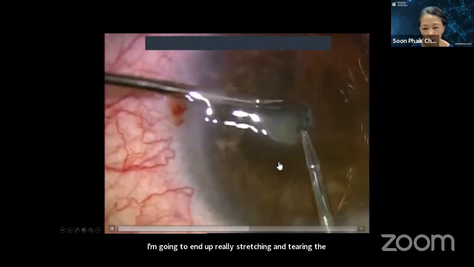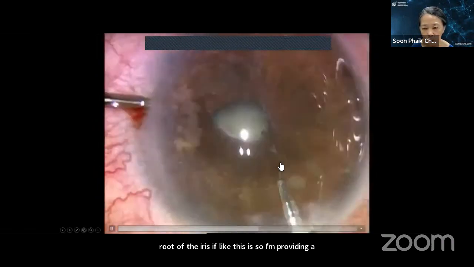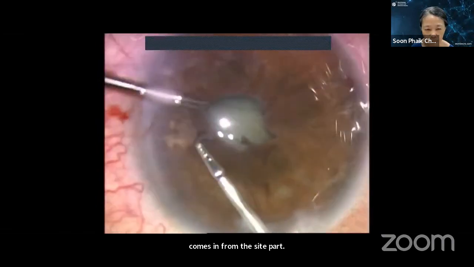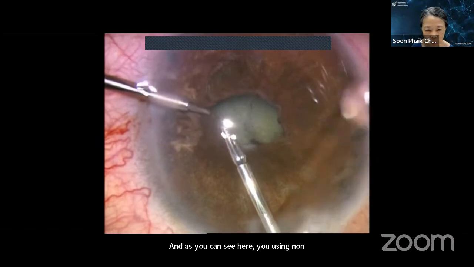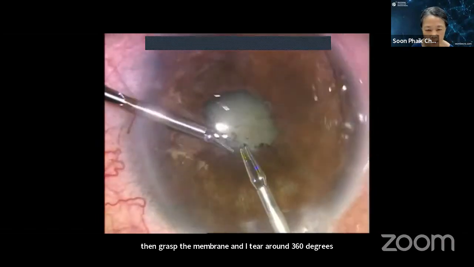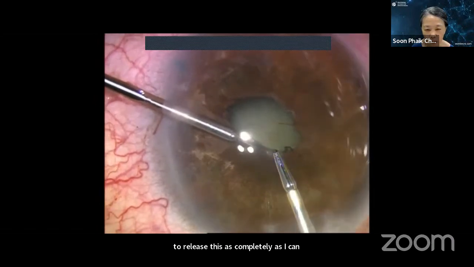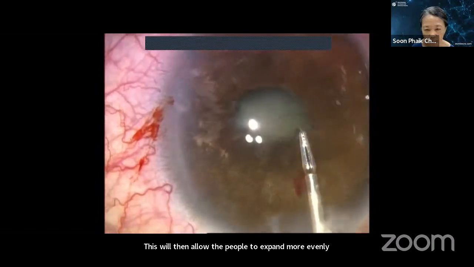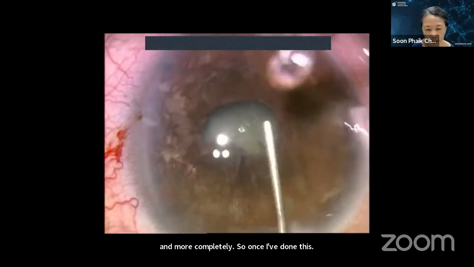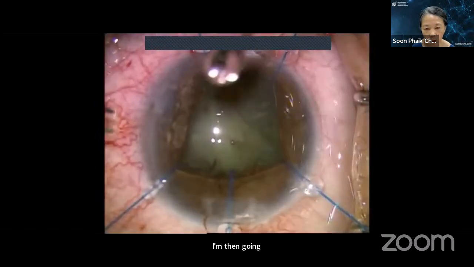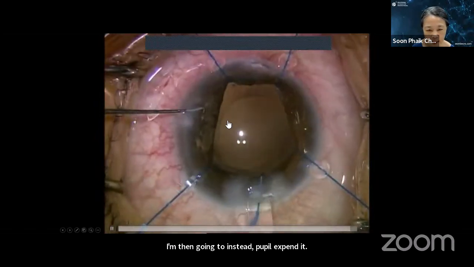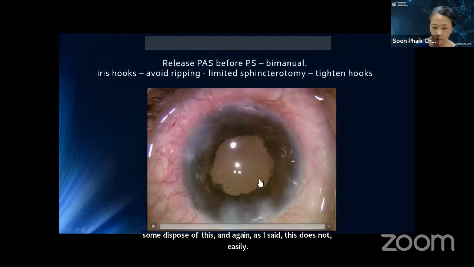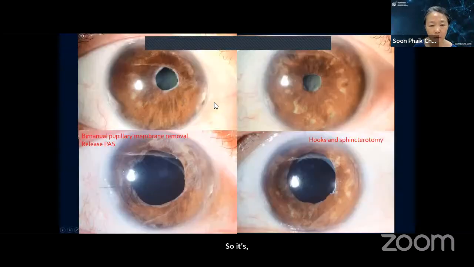So I'm providing a counterforce to this with a second instrument that comes in from the side port. And as you can see here, using non-toothed forceps, I then grasp the membrane and I tear around 360 degrees to release this as completely as I can. This will then allow the pupil to expand more evenly and more completely. So once I've done this, I'm then going to insert a pupil expander. So inject some dispersive viscoelastic, and again, as I said, this does not dilate easily, so it's atrophied, so I use iris hooks.